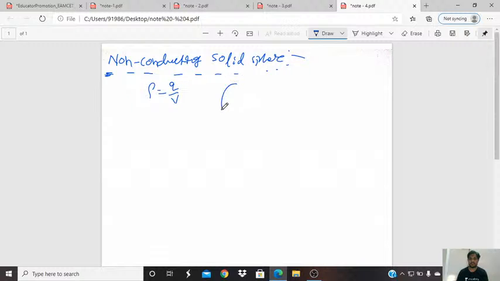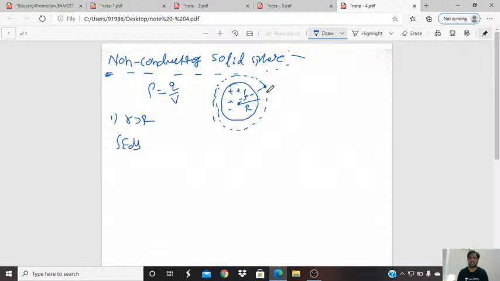Consider a solid sphere having the radius R, continuously having the charges. Now take a point outside, so consider a Gaussian surface outside having small r. So small r is greater than capital R. In that case, apply the integration of E dot dS.